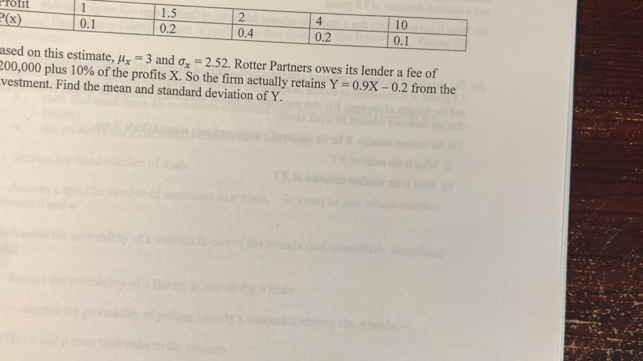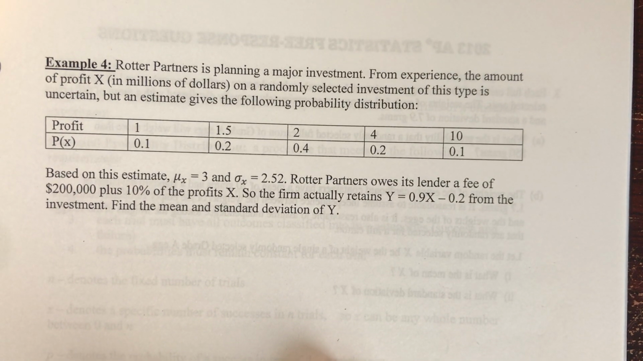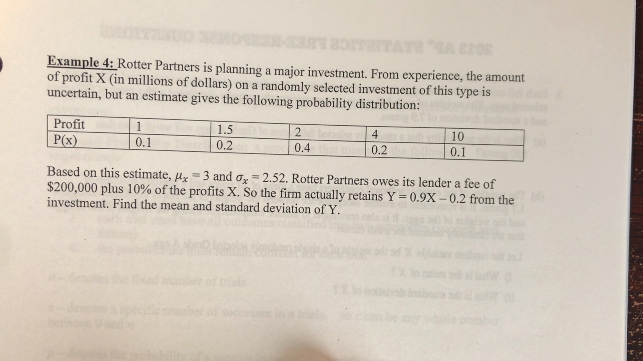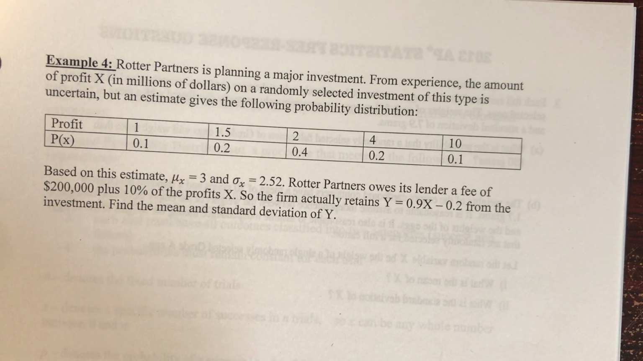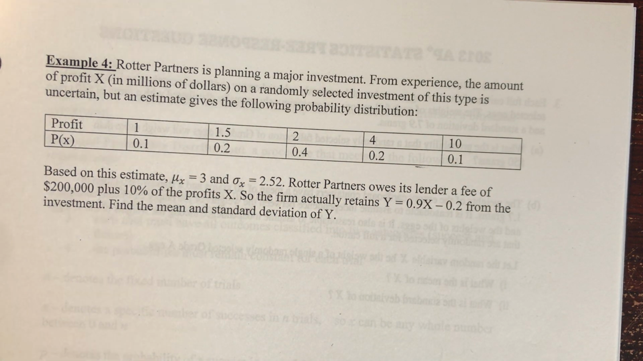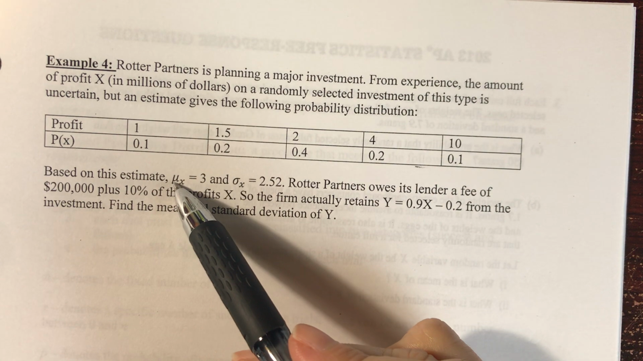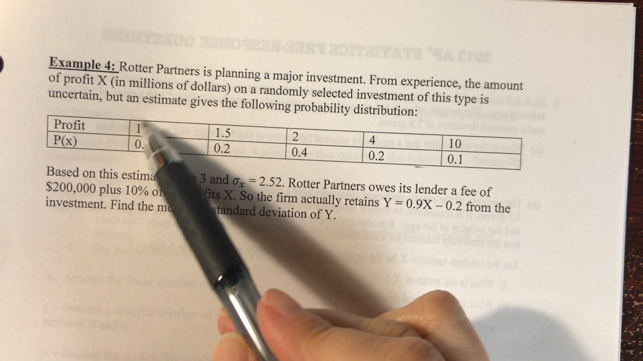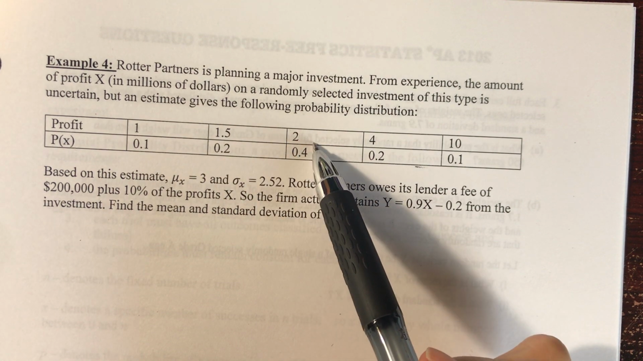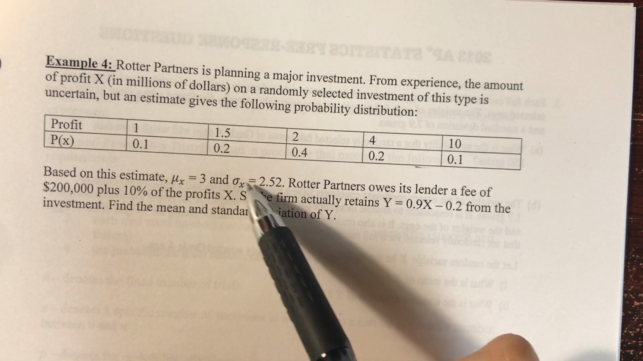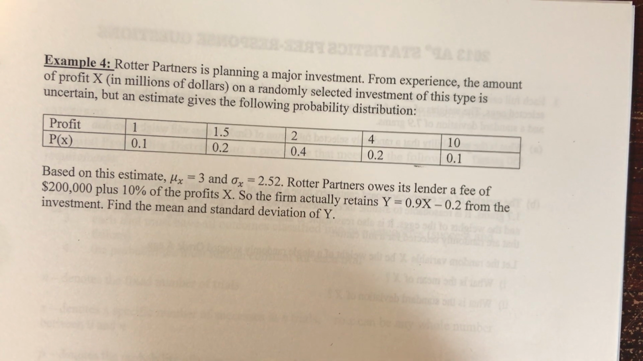Rotter Partners is planning a major investment. From experience, the amount of profit X in millions of dollars on a randomly selected investment of this type is uncertain. But here's an estimate that gives a probability distribution. Based on this estimate from section 5.1, they already found the mean for you and the standard deviation. Remember how we multiply, like do this plus, multiply this plus, multiply this plus. That's your mean. Okay, so they figured out the mean and the standard deviation for us.